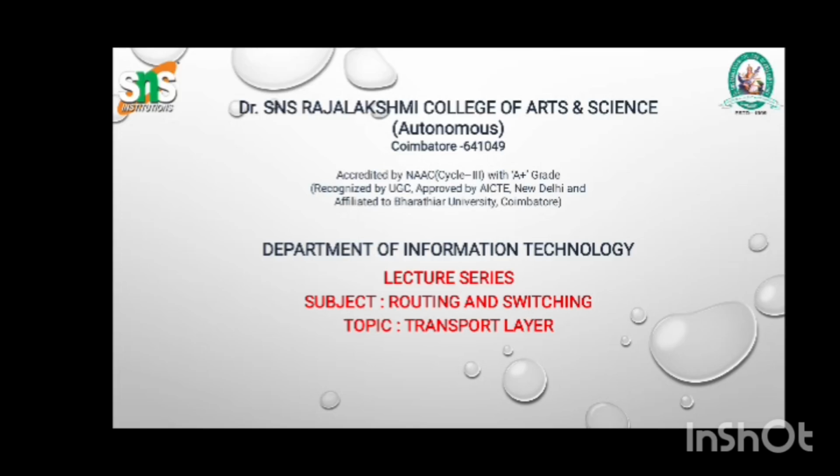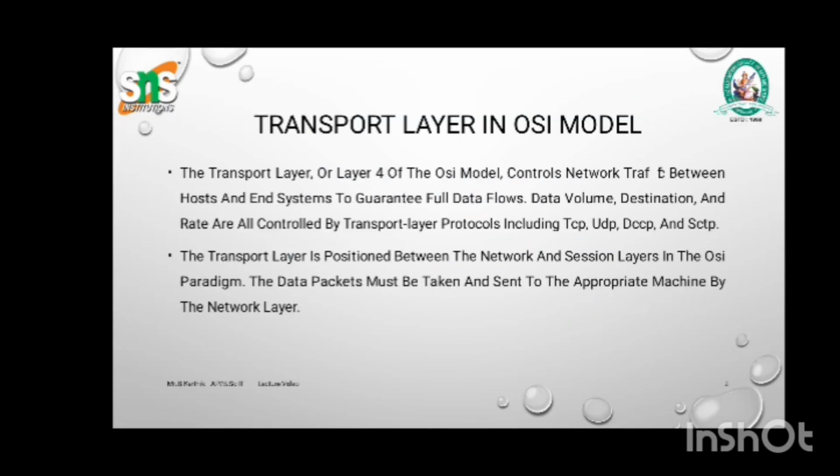Today I'm going to explain the transport layer in the OSI reference model. The transport layer, or the fourth layer of the OSI reference model, controls network traffic between host and end systems to guarantee full data flows. Data volume, destination and rate are all controlled by transport layer protocols including TCP, UDP, DCCP and SCTP. The transport layer is positioned between the network and session layer in the OSI paradigm.